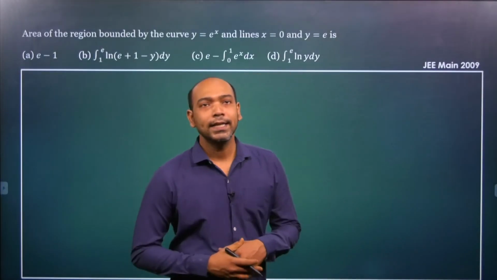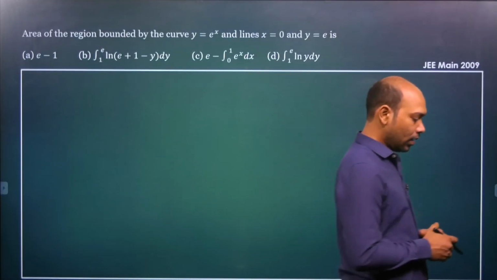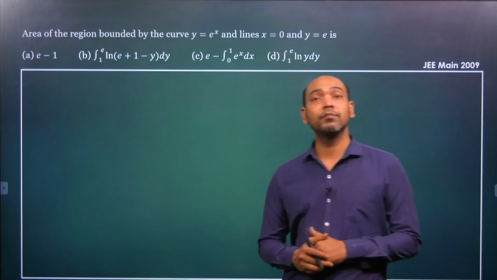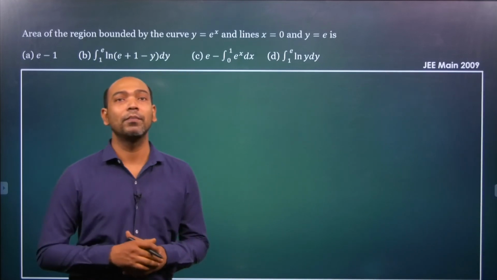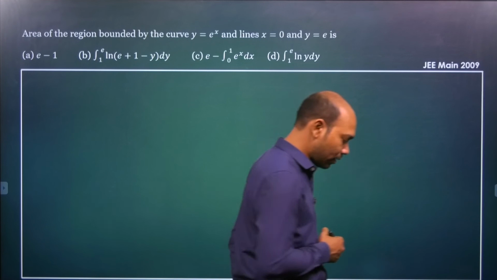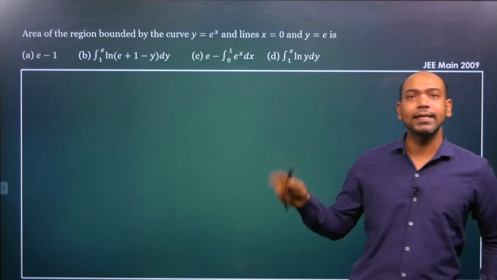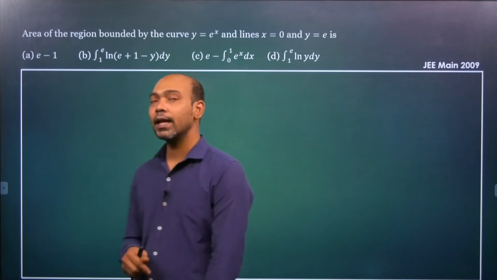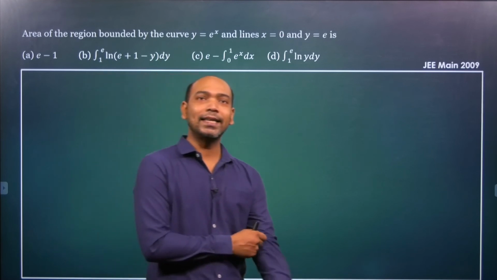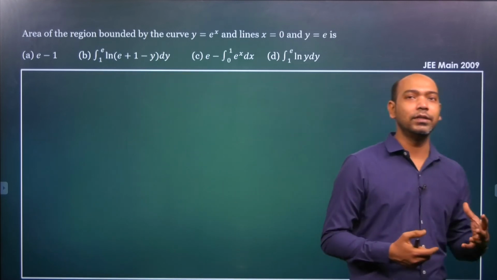Hi all. See that this particular problem asks that multiple options may be possible, right? That's the problem it's asked. So see that it appeared in the 2009 main paper. Here the curves are very simple: y equal to e to the power x.